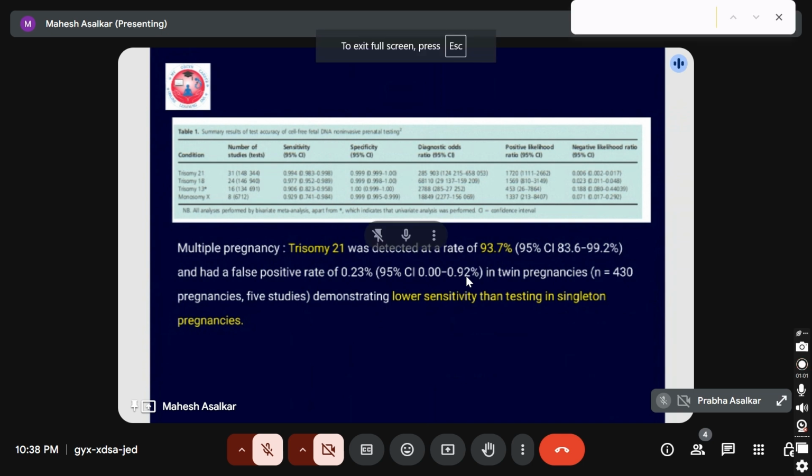In multiple pregnancy, trisomy 21 was detected at a rate of 93.7%. Just now we have seen the highest sensitivity for trisomy 21 in a singleton fetus, that is 99.4%. But for multiple pregnancy, it is 93.7%. And the false positive rate is 0.23% in twin pregnancies, demonstrating lower sensitivity than testing in singleton pregnancies.